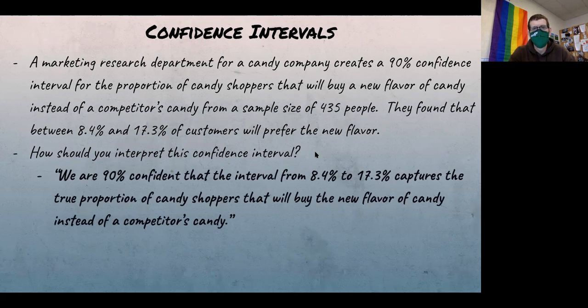So here is another way of interpreting that. We are 90% confident that the interval from 8.4% to 17.3% captures the true proportion of candy shoppers that will buy the new flavor of candy instead of a competitor's candy. So this is a template that we're going to be talking about over and over again. And this phrase right here, we are 90% confident that the interval from blank to blank.